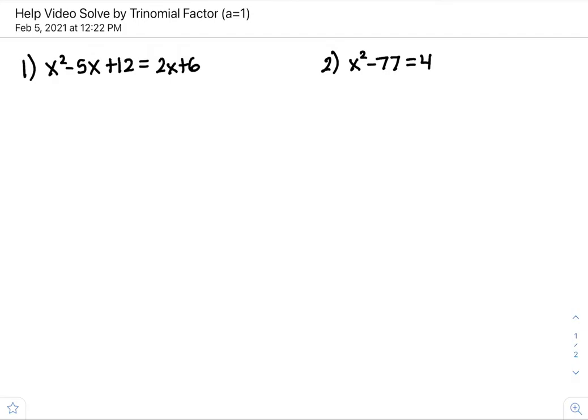Help video: solving by trinomial factoring when a is equal to 1. For starters, you have to set the equation equal to 0. That's step number 1.